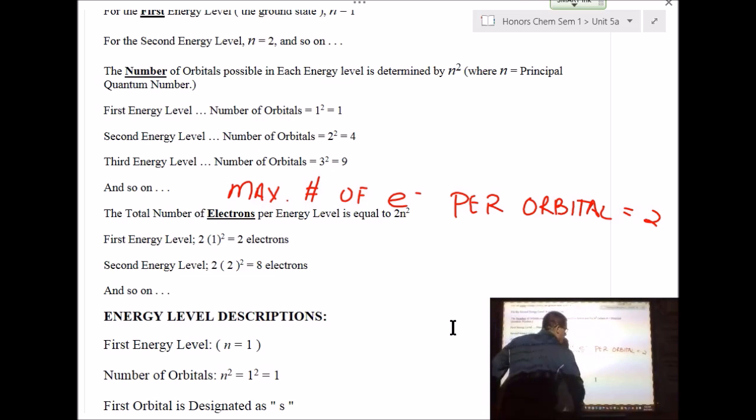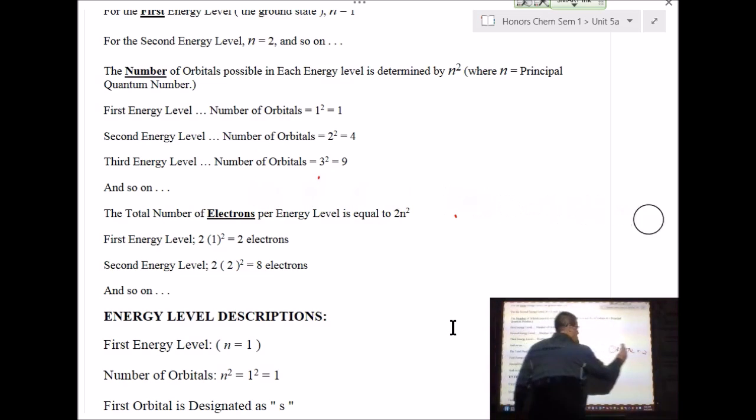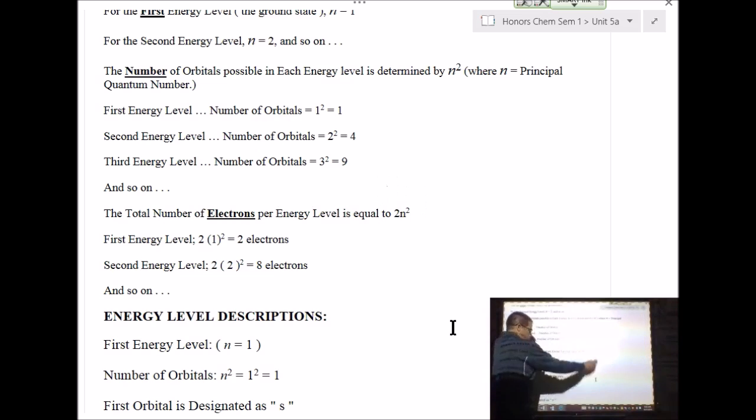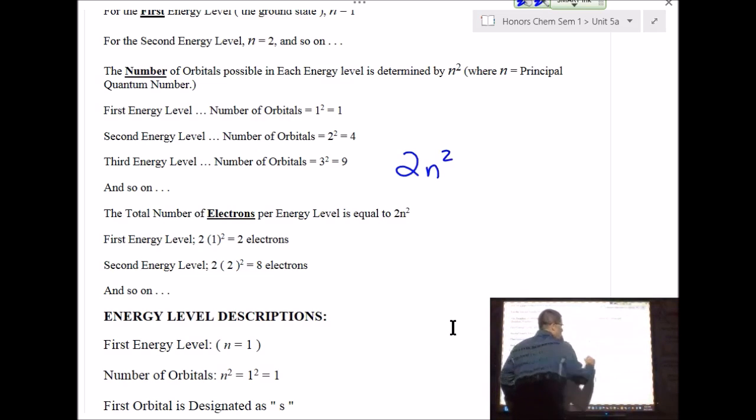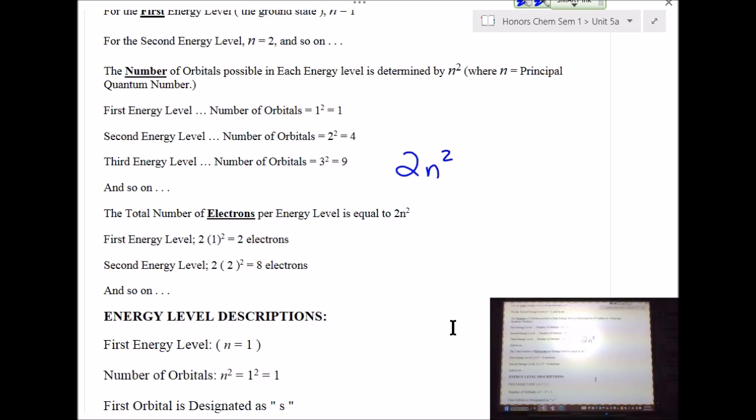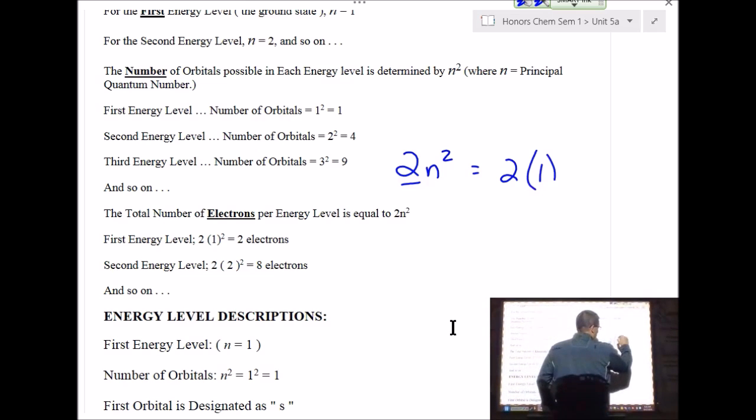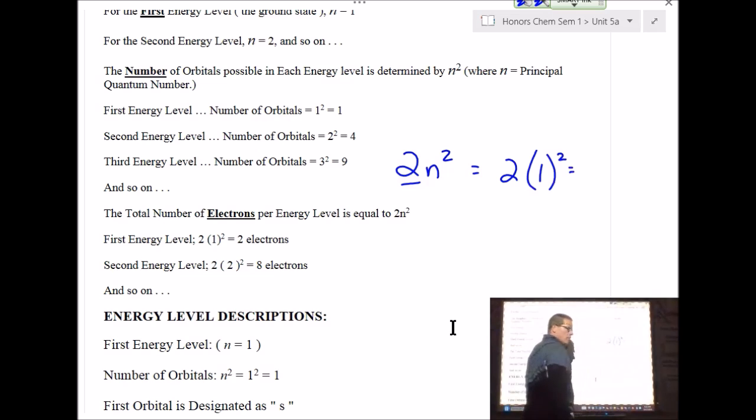All right? So knowing that we can only have a maximum of 2 electrons per orbital, our equation now changes to this: 2n squared, where the n still represents the energy level. The square means that's the maximum number of orbitals per energy level, but the 2 here represents that now we can have 2 electrons. So in the first energy level, what's the maximum number of electrons? Here, I'll give you a hint. If I do 2 times 1 squared, that equals 2.